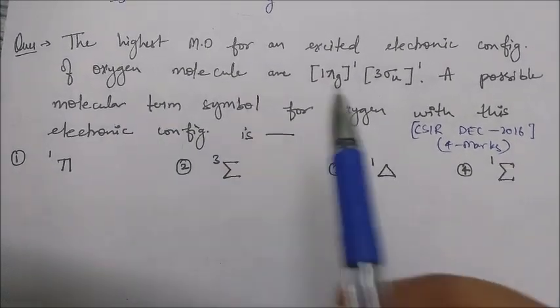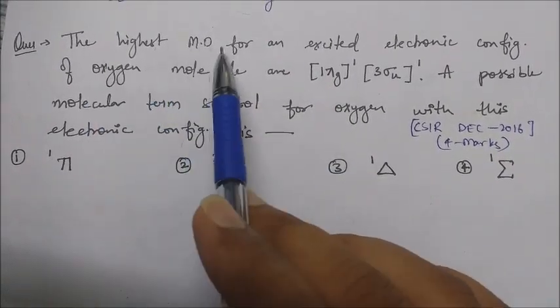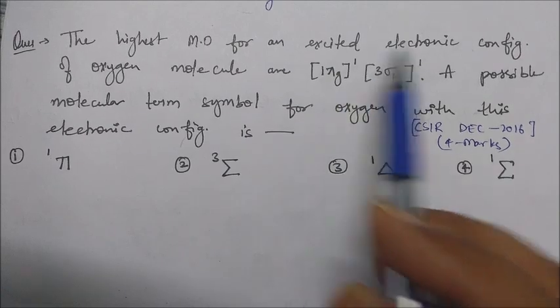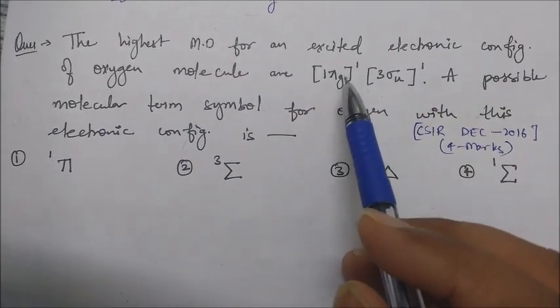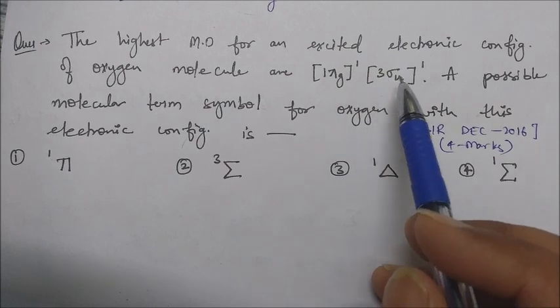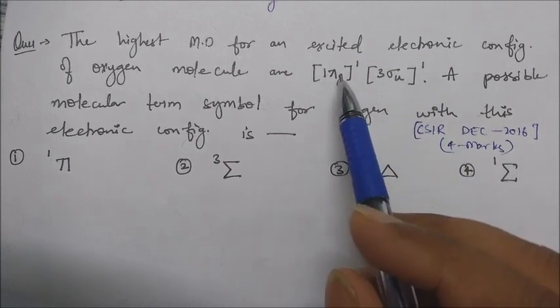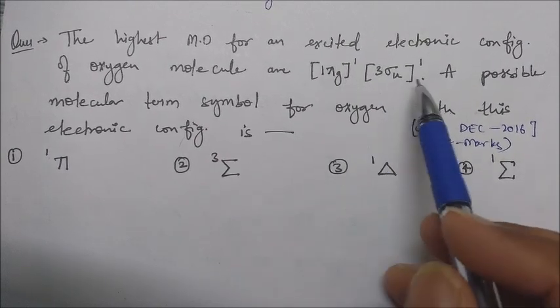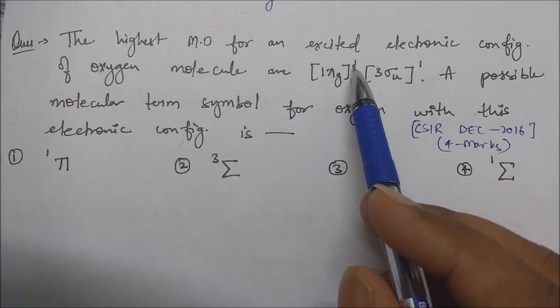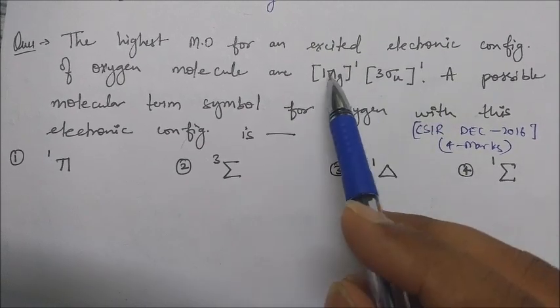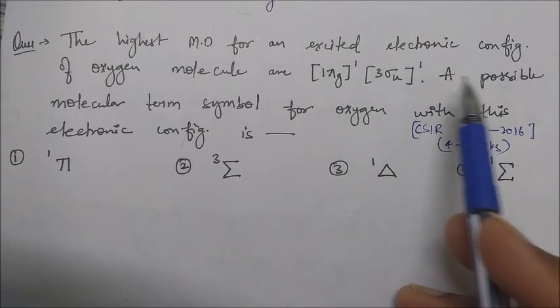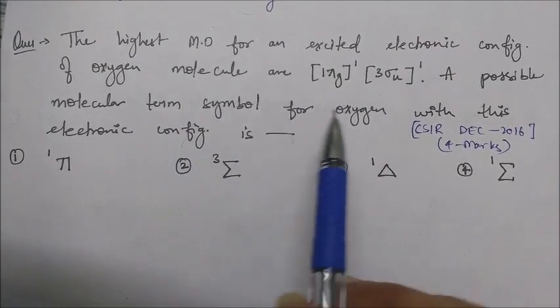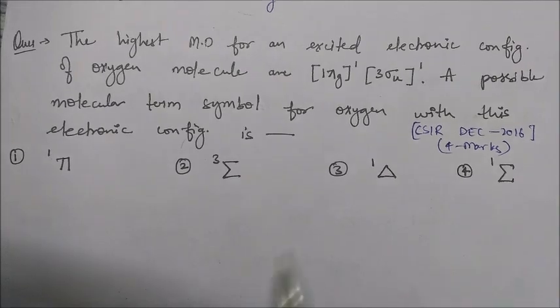The question says that the highest molecular orbitals for an excited electronic configuration of the oxygen molecule are 1 pi g 1 and 3 sigma u 1. This g denotes gerade and u denotes ungerade. And there are 2 unpaired electrons, one lies in the pi orbital and one lies in the sigma orbital. It is asked: a possible molecular term symbol for oxygen with this electronic configuration is.